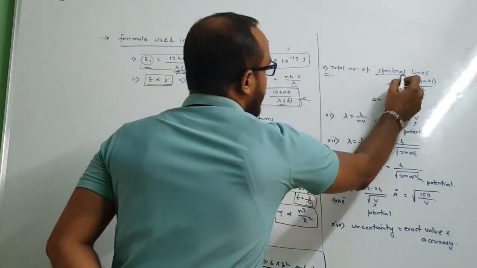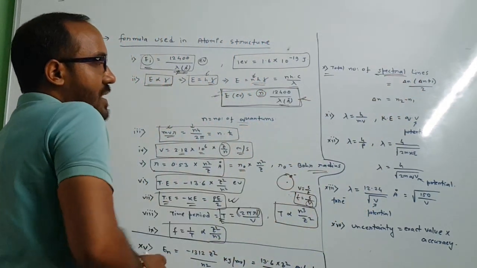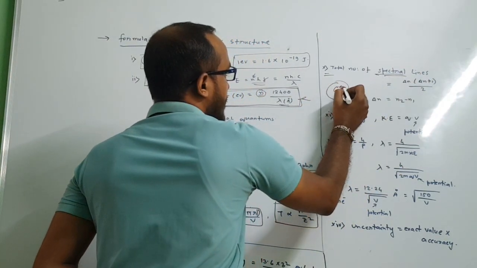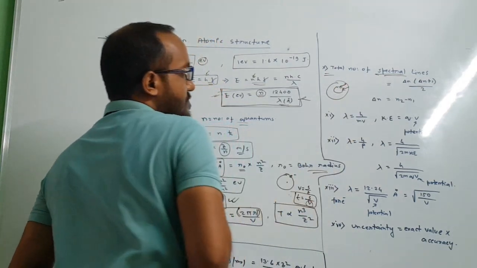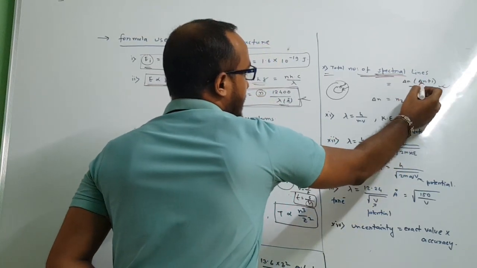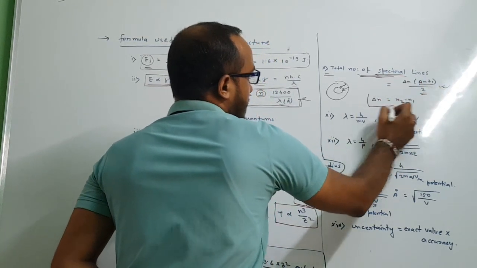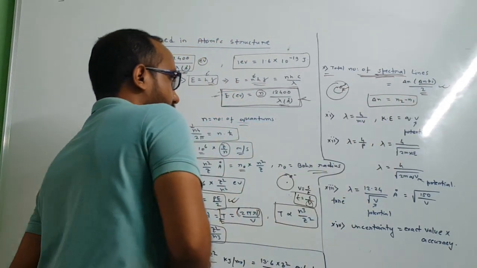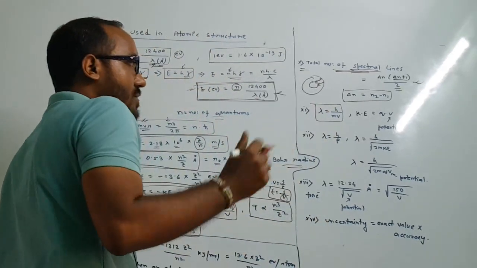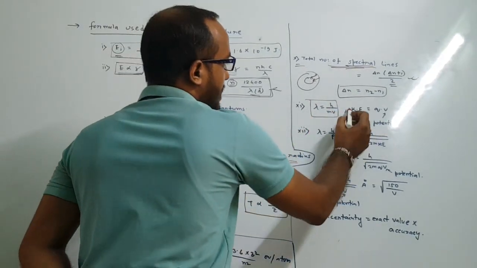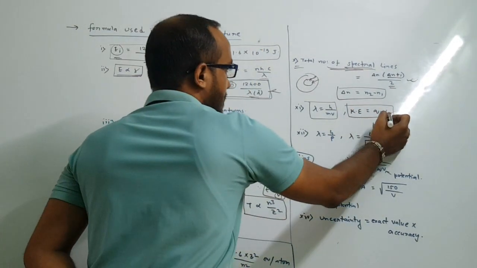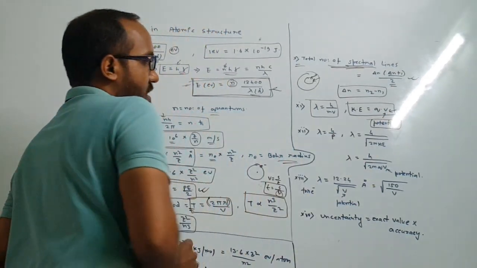See, total number of spectral lines emitted, if an electron jumps from E1 to E2 or E2 to E1, would be delta n into delta n plus 1 by 2, where delta n is n2 minus n1, higher orbit minus lower orbit. Now from the de Broglie equation we know lambda equals h by mv, and kinetic energy is q into V. Here V is not the velocity, V is the potential at the point.